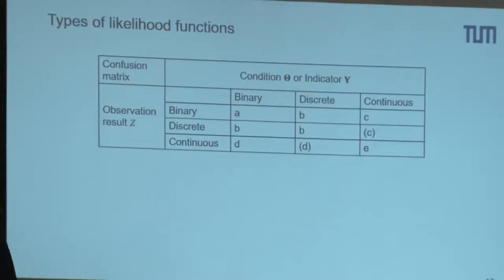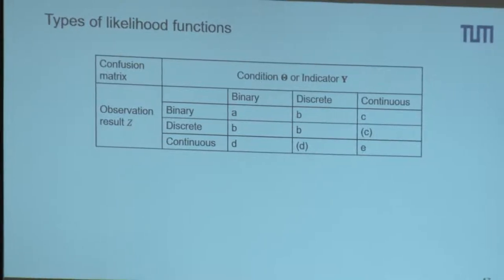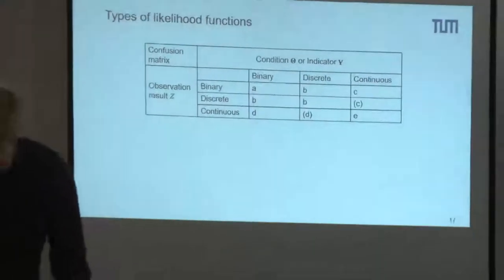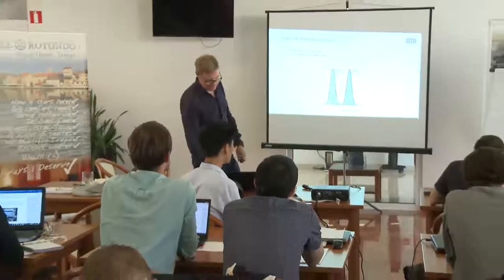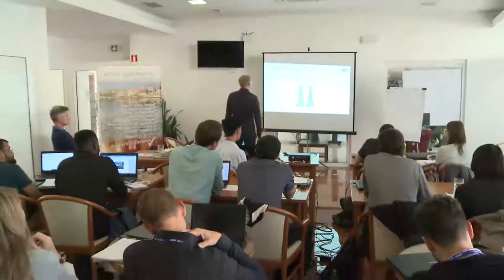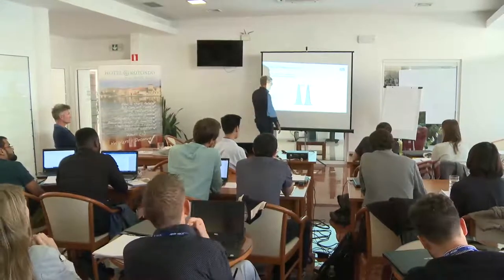Okay. I think that is almost the end. So the last case is again the continuous case. So both what you measure as well as the quantity of interest are continuous. That's almost the most common case. And one example model, a very simple model, is just the measurement uncertainty.